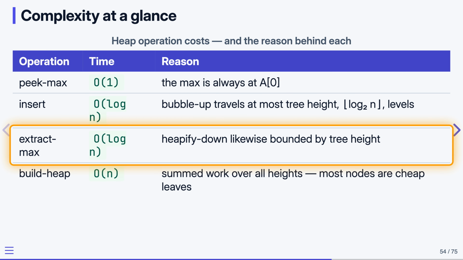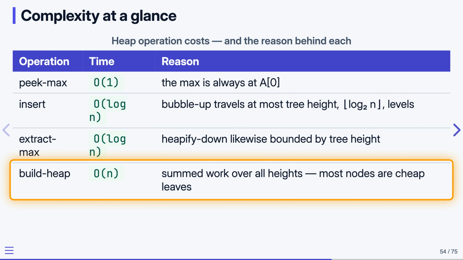Extract max is also big O of log n, and the new root sinks down, again bounded by the tree height. Build heap is big O of n, we just saw why. Summed over all heights, most nodes are cheap leaves.